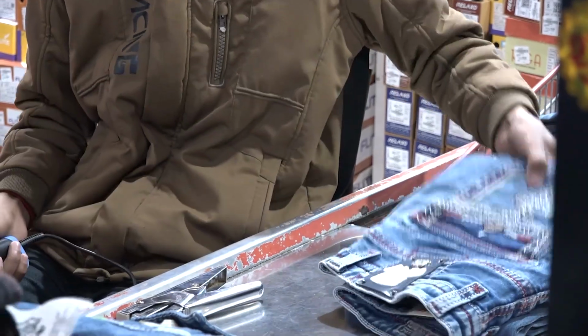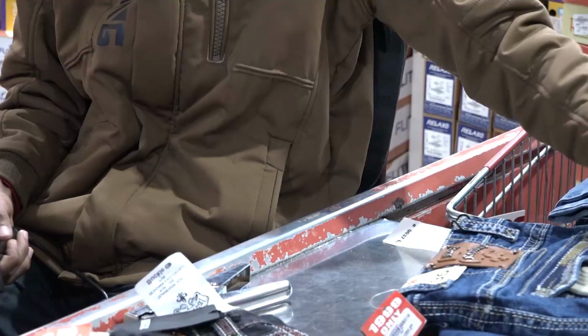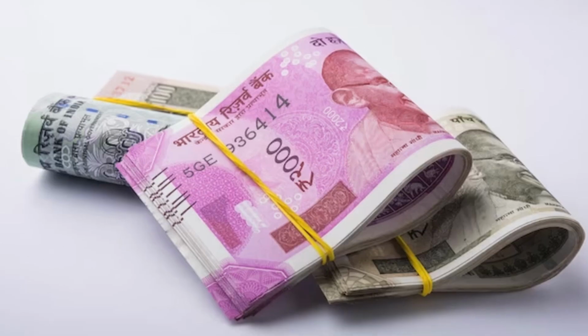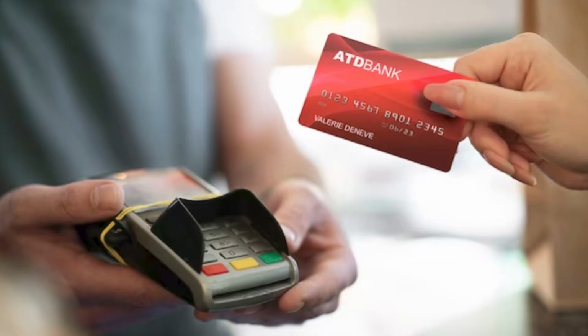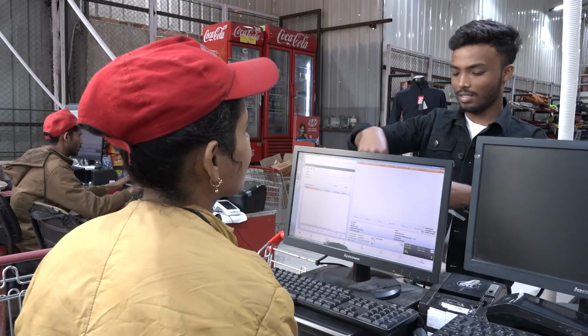Let's start the session by understanding modes of payment. In a retail store, the cashier stands at the billing counter and scans the barcode of each and every product that the customer wants to purchase from the store. Through a cash register or point of sale, POS, the cashier collects payments in the form of cash, check, credit or debit cards, and issues receipts to the customer as proof of payment.